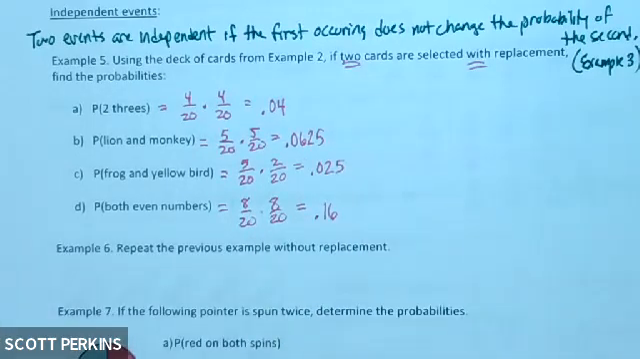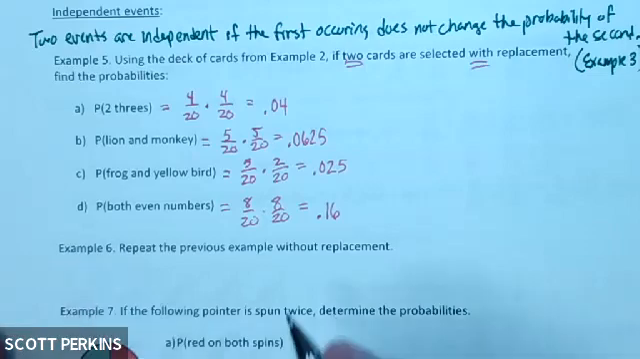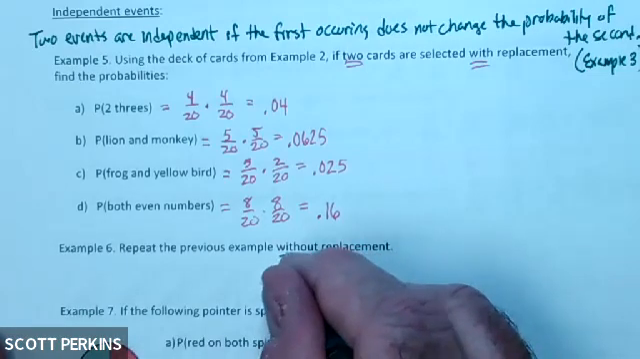I feel good about that. I want you to feel good about that. We've got plenty more that we're gonna do. In fact, example 6 says what you're gonna do now is you're gonna do the same 4 problems, but this time you're gonna do them without replacement.